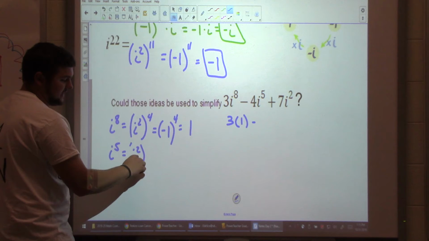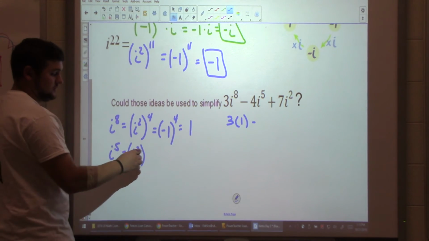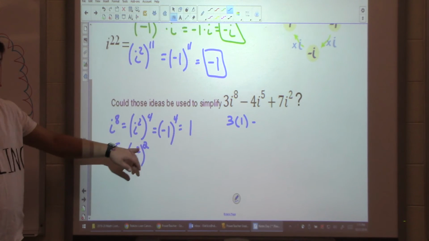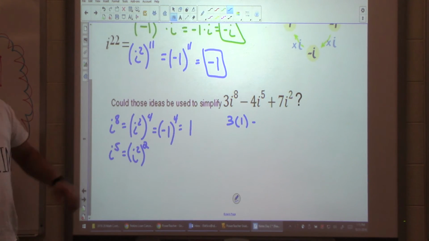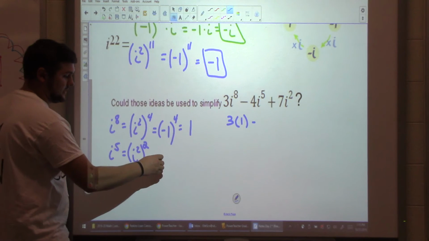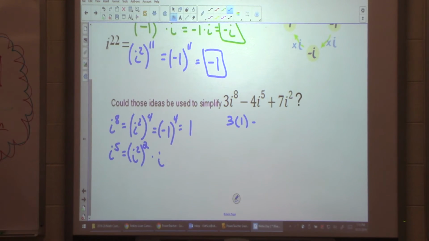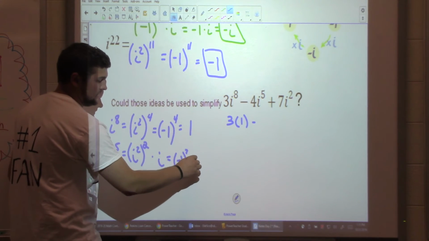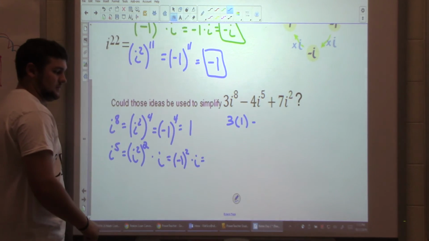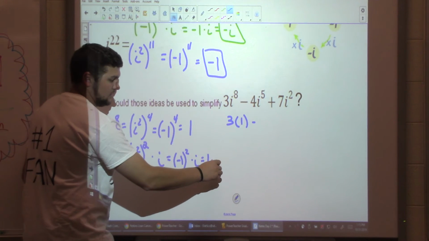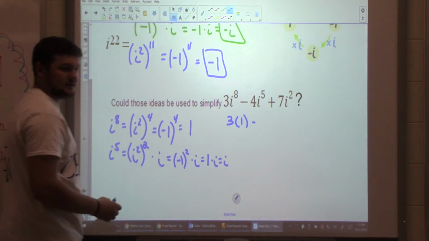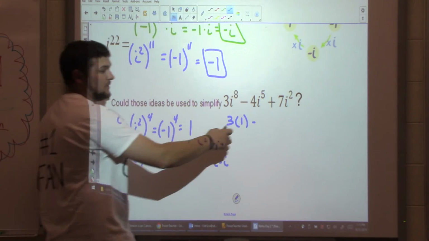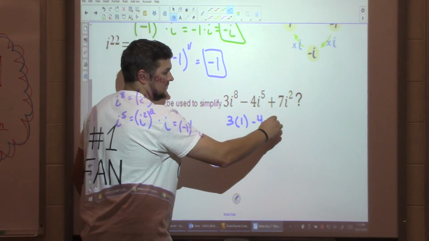i squared goes into 5 as a whole how many times? 2. Does that get me to 5? 2 times 2? No, it gets me to 4, right? So I need to multiply by one more i. So negative 1 squared times i will be 1 times i, which is just i. So i to the 5th is the same as i. So I plug it in, minus 4i.